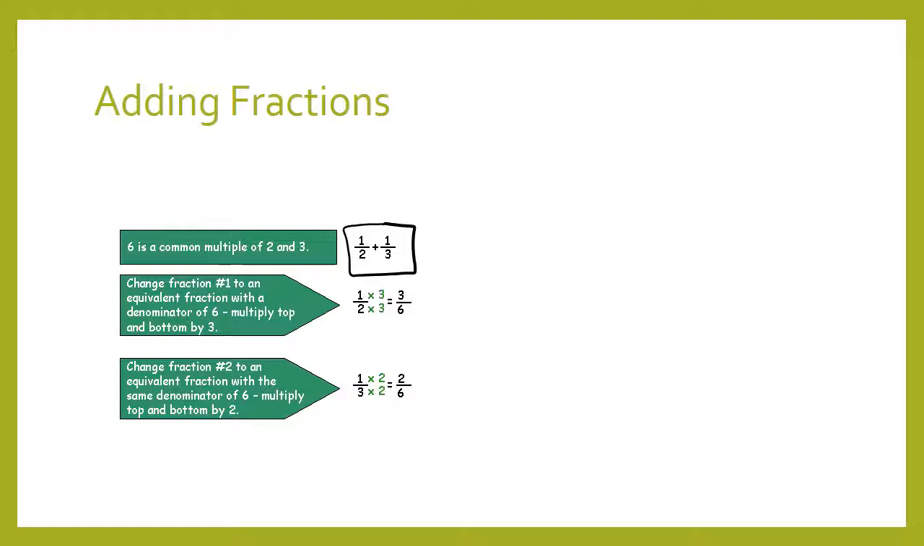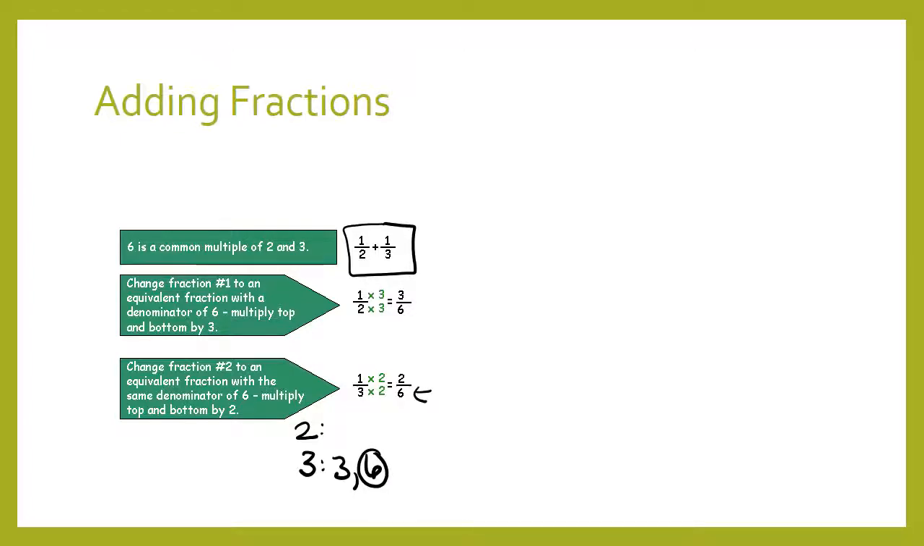So what I suggest you do is you take your denominators, so 2 and 3 here, and you start listing its multiples. And remember that I told you that if you start with the largest number, you'll get there quickly. So 3 times 1 is 3. Well, 2 can't go into 3, so I'll do the next one. 3 times 2 is 6. 2 will go into 6 evenly, so 6 is going to be my common denominator.